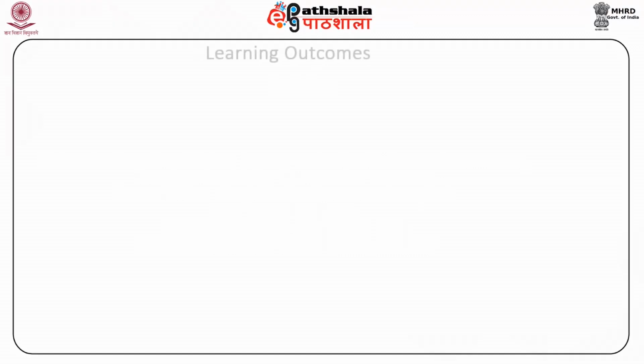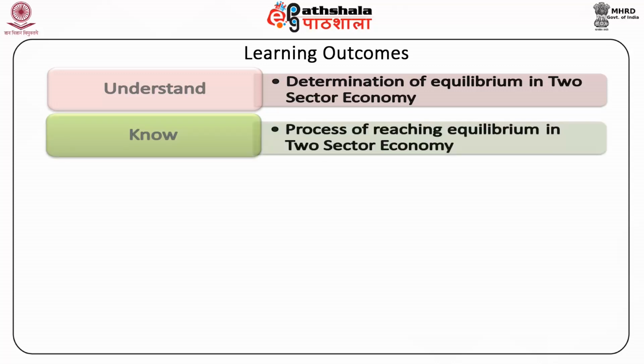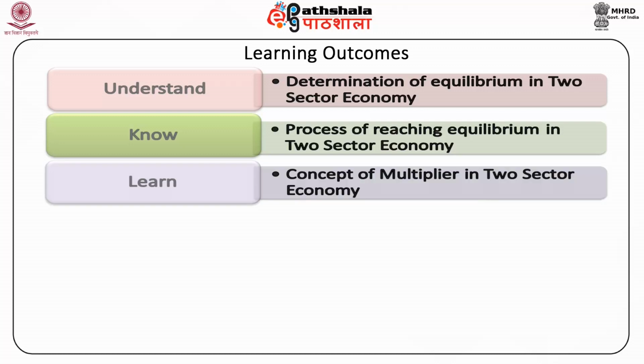Through this module of the simple Keynesian model, we shall be able to understand the determination of equilibrium income and output in the two-sector economy, know the process through which this equilibrium is reached, and learn the concept of multiplier in the two-sector economy.